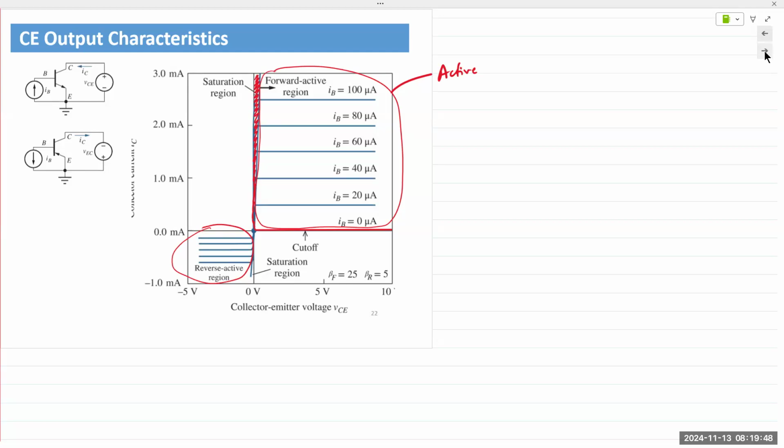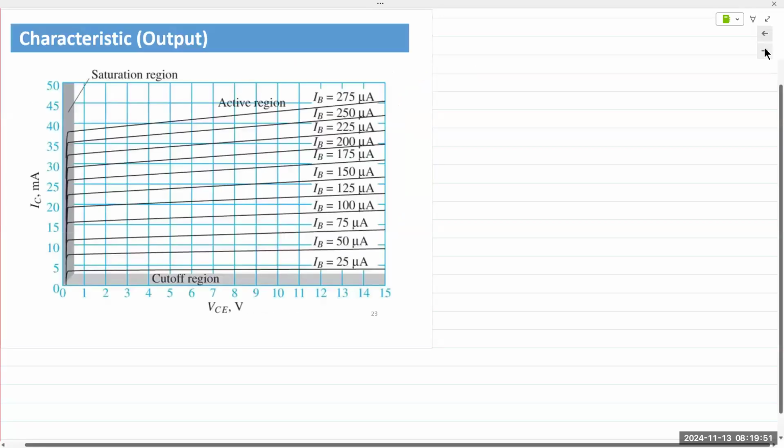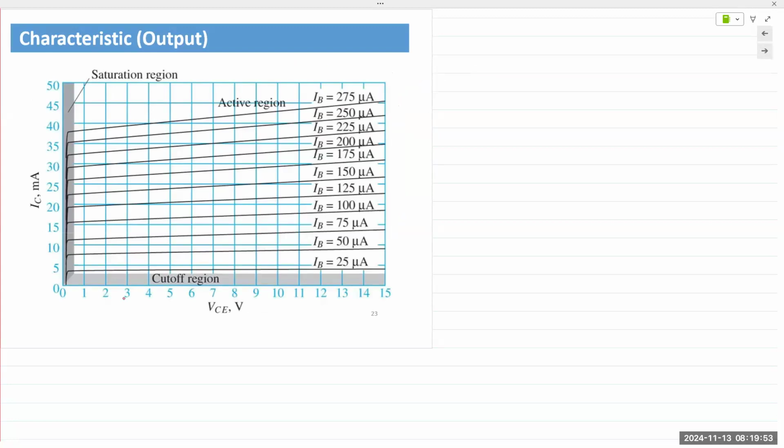Let's expand the characteristics and look at them here. So we have VCE, collector to emitter voltage, on the x-axis, output current IC on the y-axis. When we say output characteristic, collector is always the output terminal. Doesn't matter whether it's CE or CB mode, unless of course we're talking about common collector characteristics. But output is always taken from the collector terminal. So collector voltage versus collector current is your output characteristic.